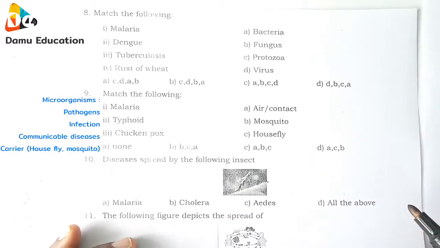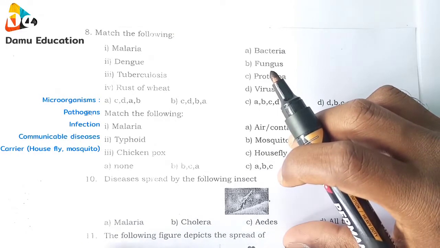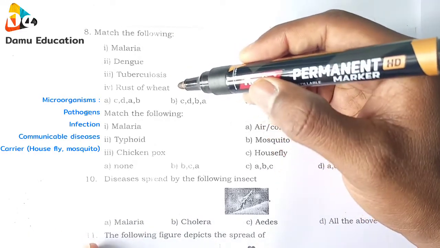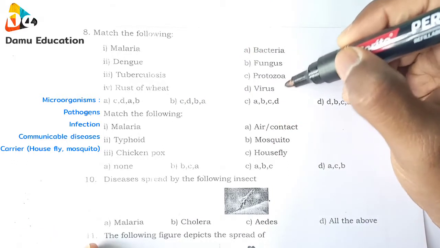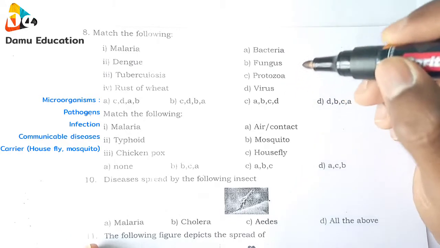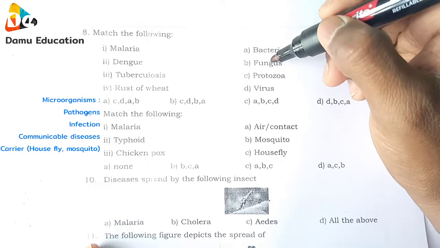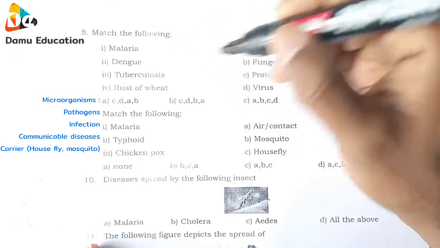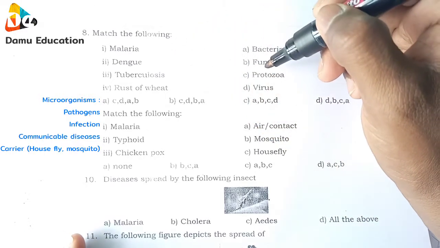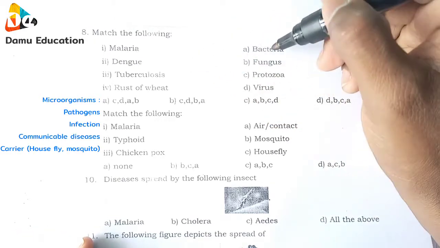Then come to the eighth one. Eighth one is match the following. So match the following. So what is that here? Malaria, on the left side dengue, tuberculosis and rust of wheat. Right side, bacteria, fungus, protozoa and virus. So we know malaria is caused by an animal. So malaria is from protozoa, and dengue is from virus, and tuberculosis bacteria, rust of wheat is.